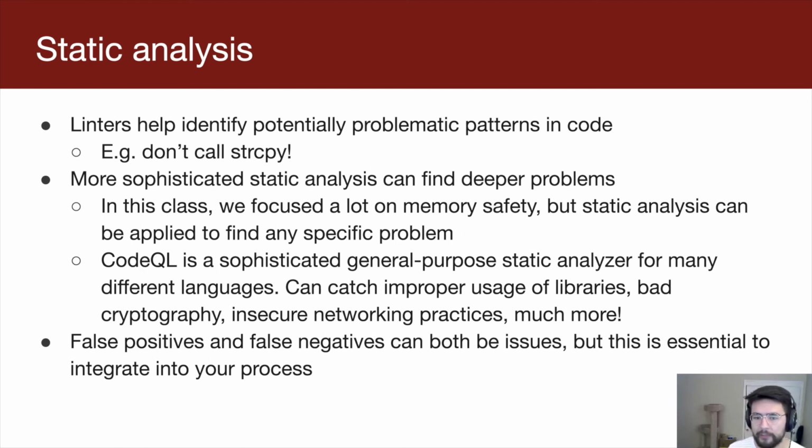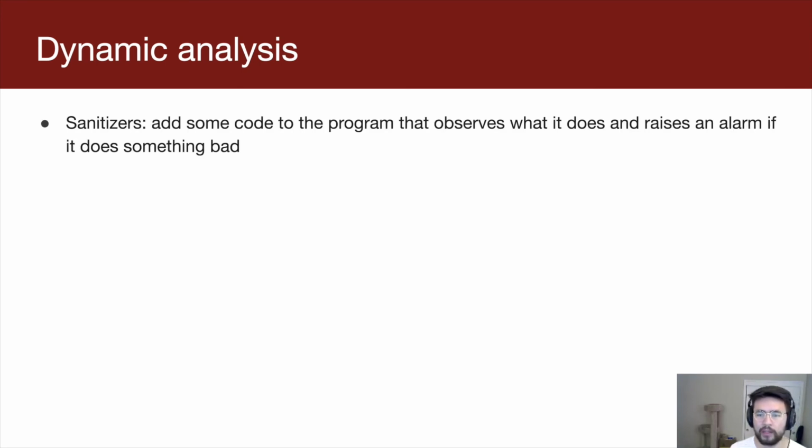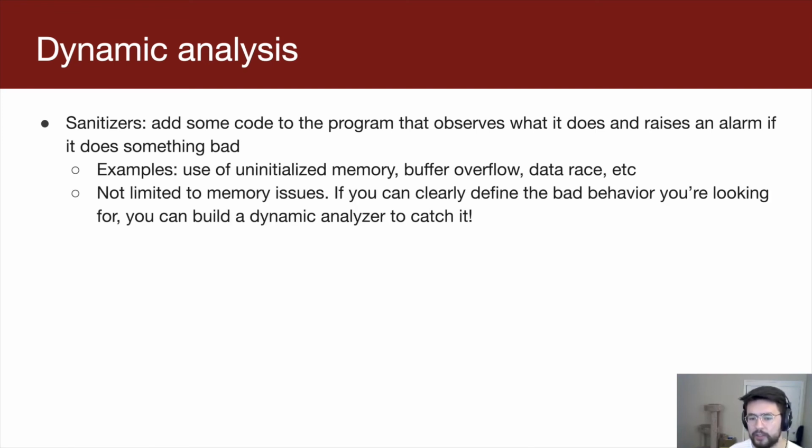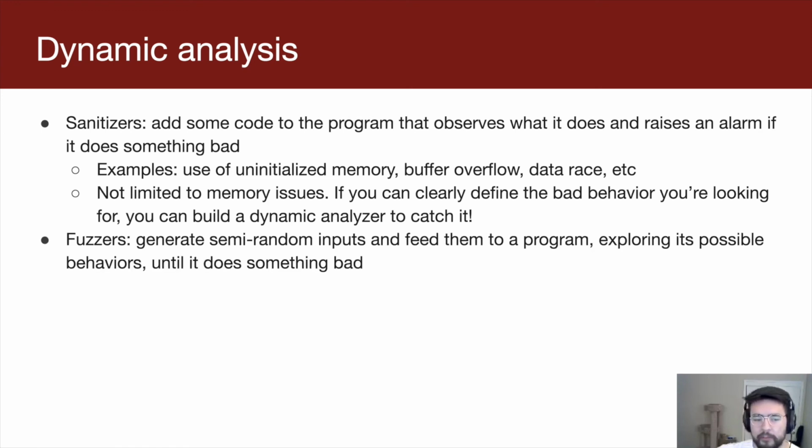We also talked about dynamic analysis, right? Actually run the program, watch what it does, and see if it does something bad. See if it uses uninitialized memory or has a data race or something like that. This, again, is not limited to memory issues. If you can define the bad behavior you're looking for, for example, with authentication and authorization, if somebody accesses sensitive information without having logged in, maybe that's something that we want to look for. You can build a dynamic analyzer that will watch for that condition and raise an alarm when it happens.